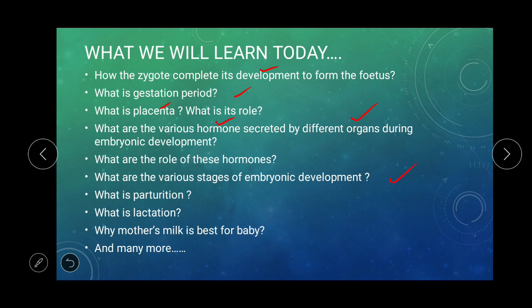Then we will see what parturition is and what lactation is, and we will also see why mother's milk is best for the baby. Many times, on TV or in newspapers, we have come across the statement that mother's milk is best for the baby. What is the reason associated with it, we will see.